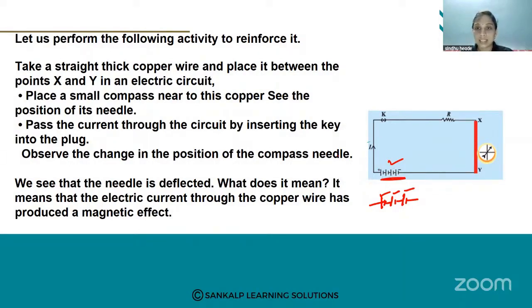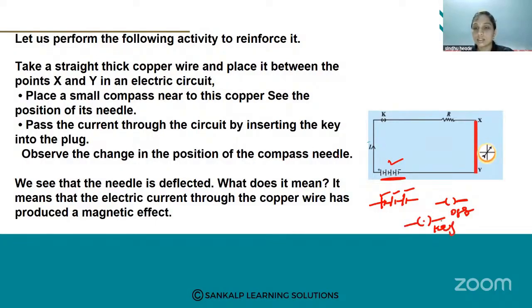This is the battery, this is the positive end of the battery and this is the negative terminal of the battery. See, next, this positive end is connected with the plug key. We know that this is the symbolic representation of a key, right? It is in off state. When it is on, this is the on state of the key.